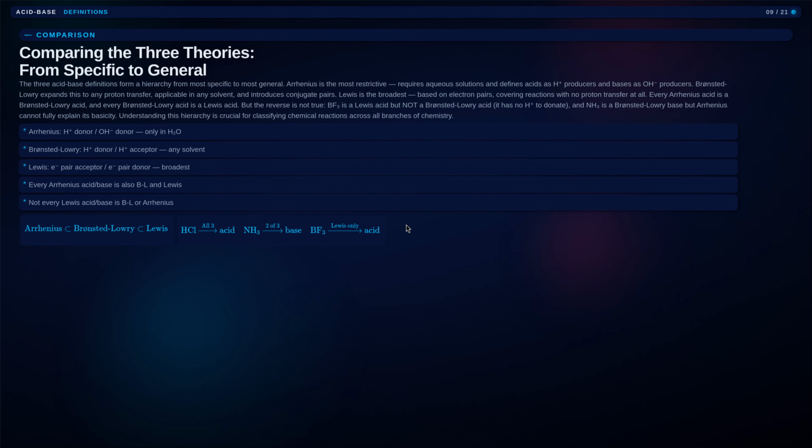Comparing the three theories. Arrhenius is the simplest, limited to aqueous solutions, defines acids as H+ producers and bases as OH- producers. Bronsted-Lowry is broader, works in any solvent, focuses on proton transfer, and gives us the concept of conjugate acid-base pairs. Lewis is the most general, based on electron pair donation, includes reactions without protons, and unifies acid-base chemistry with coordination chemistry. Each theory is a superset of the previous. Every Arrhenius acid is a Bronsted-Lowry acid, and every Bronsted-Lowry acid is a Lewis acid.